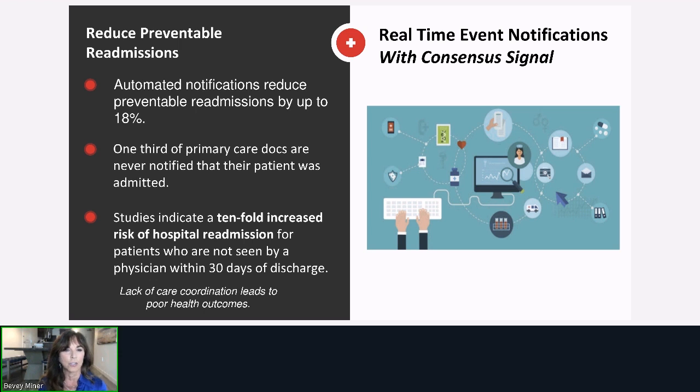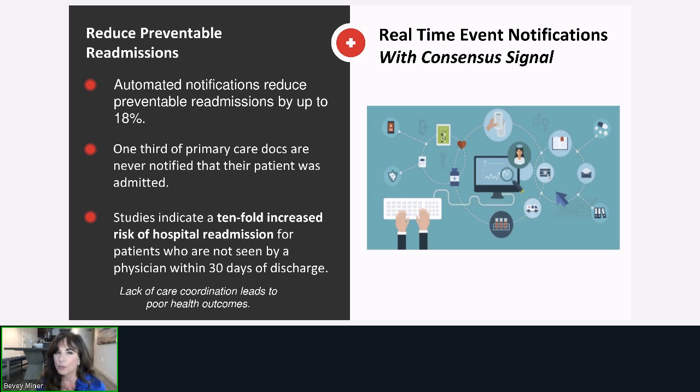Automated notifications can reduce readmission by up to about 18%. And that's just making sure that when a patient is discharged from the hospital, they have immediate follow-up care, so that there is nothing preventing the continued focus on the patient's health outcomes, and there is no lapse of care. So it makes sense that automatic notifications to the downstream provider team would be able to reduce readmissions, and studies have shown it can do that by almost nearly 20%.